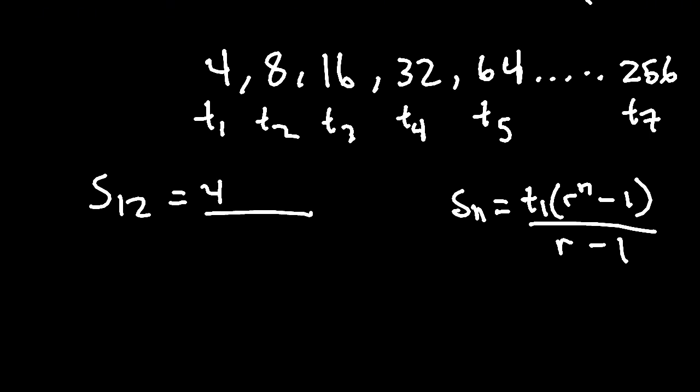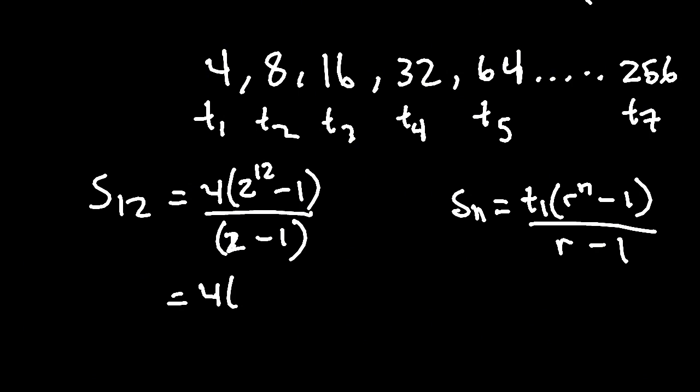4 times (2 to the 12 minus 1) over (2 minus 1). So 2 to the 12 is equal to 4096, minus 1, over 1.